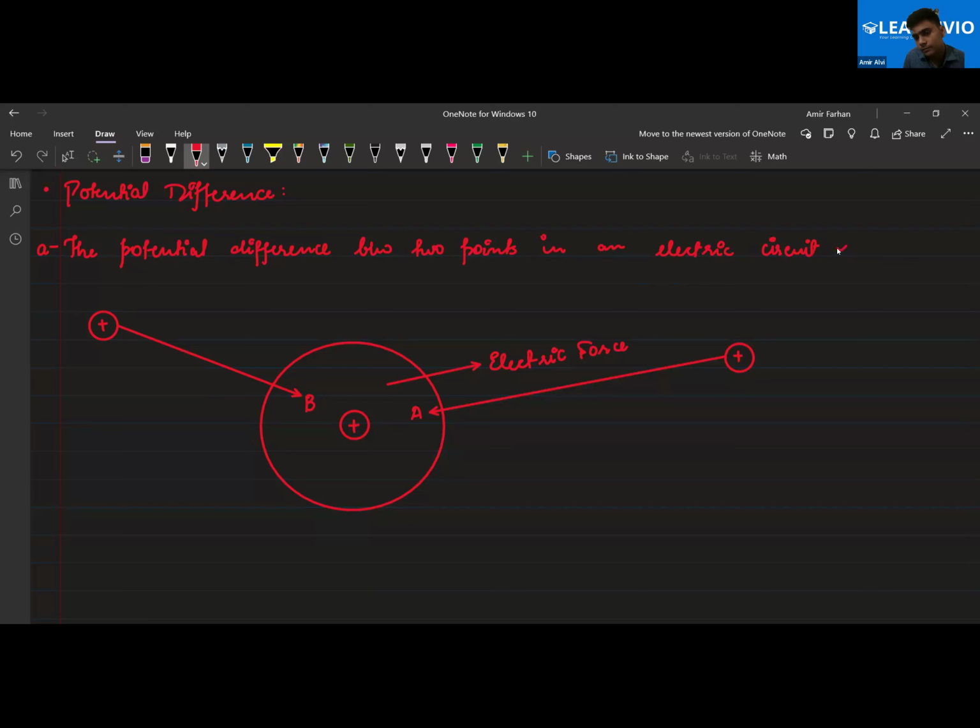Is to find out the amount of work done in moving a unit positive charge from one point to another point. Okay.